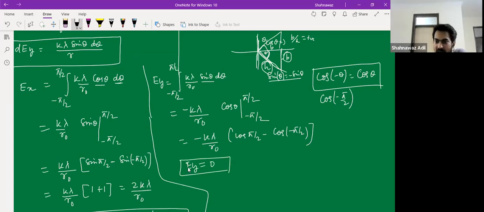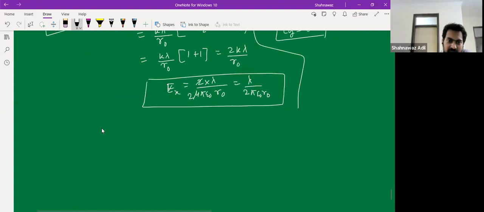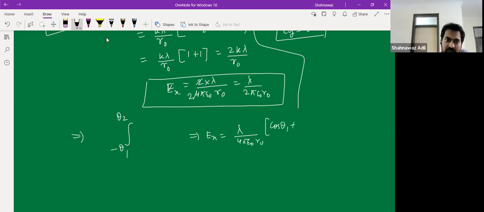Sorry guys, I took the extra time. So the rest of the part for the finite wire, I will quickly do in the next class. The integral limits will just change. So this will be minus theta 1 and this will be theta 2. So we'll find that your Ex would be lambda by 4 pi epsilon naught r naught times sine theta 1 plus sine theta 2.